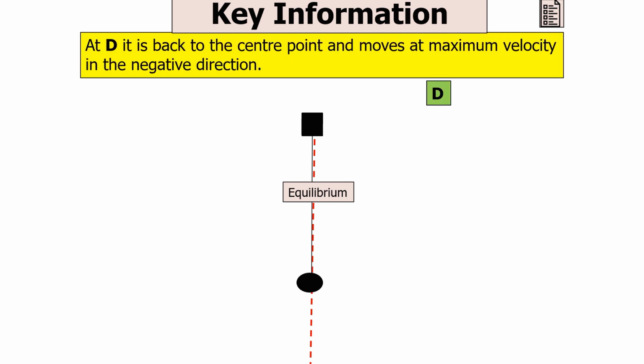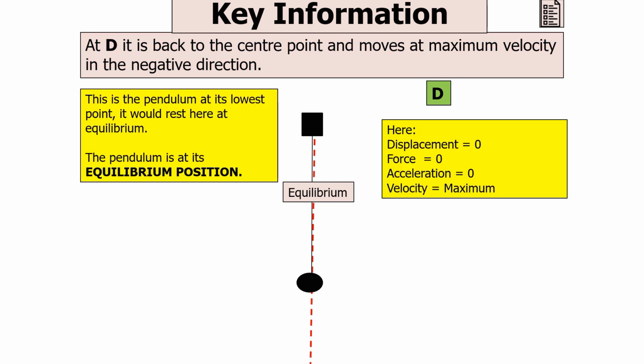Back at D, it's at its centre point again, moving with a maximum velocity in the negative direction. So again, it's at its equilibrium position, with the displacement equal to 0, the force equal to 0, the acceleration equal to 0, and the velocity being a maximum.